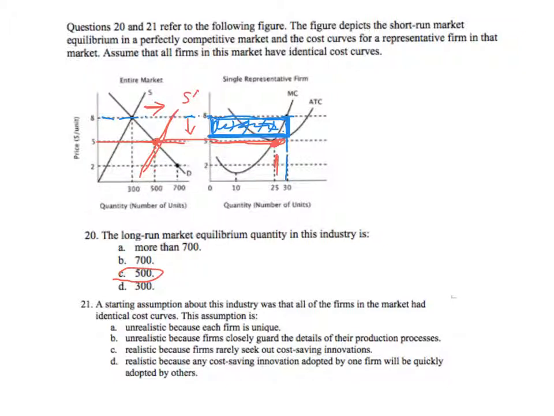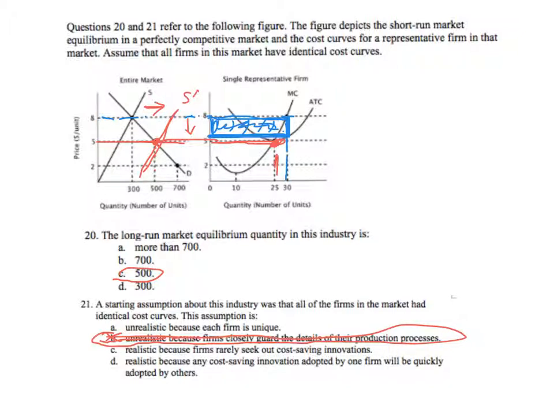So A is a contender. Unrealistic because firms closely guard the details of their production processes. Remember that we're studying the competitive model, and we've assumed that all firms and all consumers have perfect information. So for this model, that's one assumption. Another assumption, firm information is pretty well known. There are patents or public information. There's movement of labor from one firm to another. So firms know a lot about what each firm is doing.